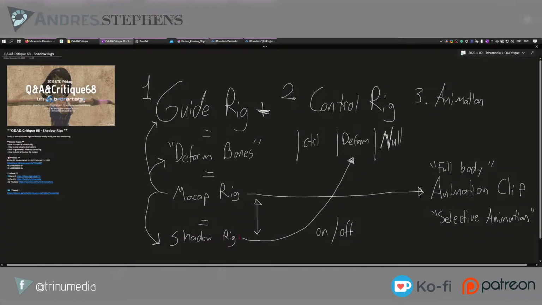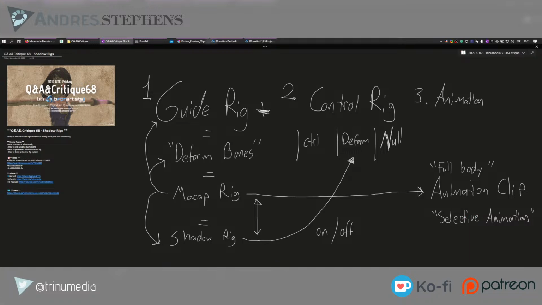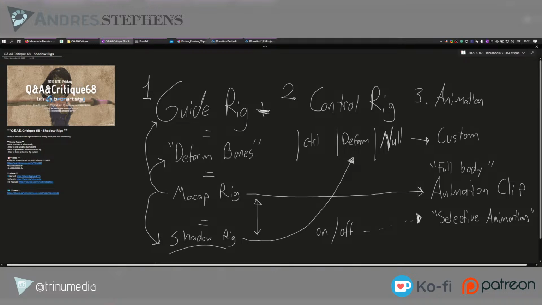we bind a shadow deform rig or the guide rig to a new control rig so that we can have on-off controls to use the mocap animation clip with selective animation. So the shadow rig gives us the ability to use selective mocap animation and the ability to use a control rig for custom animation. And this is the basics of using a shadow rig.